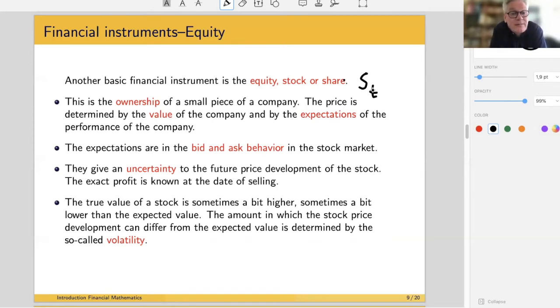And sometimes the price is a little bit higher than the expected value, sometimes it's a bit lower. We all know this zigzag behavior of the stock price. It is an uncertainty to the future development of the stock, and the exact profit in trading in stocks is only known at the date of selling. And of course, there are also sometimes games being played between different traders on the market. However, the true value of a stock is sometimes a bit higher and sometimes a bit lower than the expected value. And the amount by which the stock price differs from the expected value is determined by the so-called volatility parameter. And the volatility we often denote by sigma, the Greek sigma.